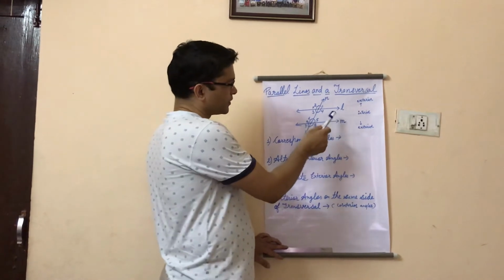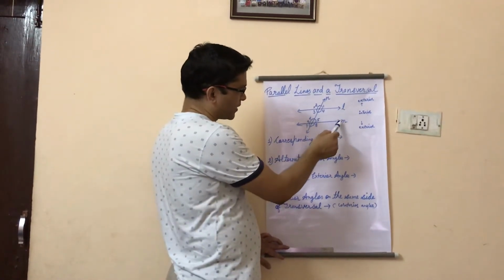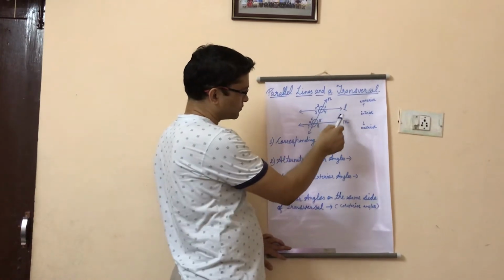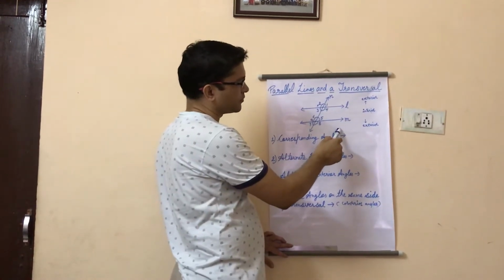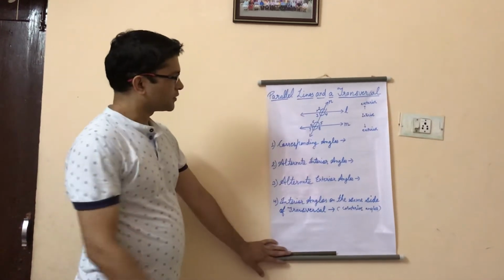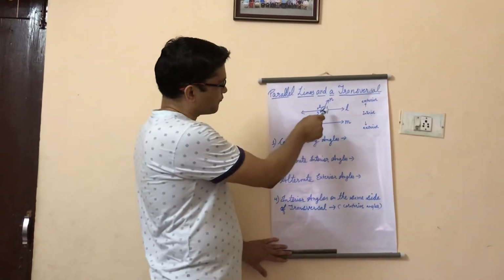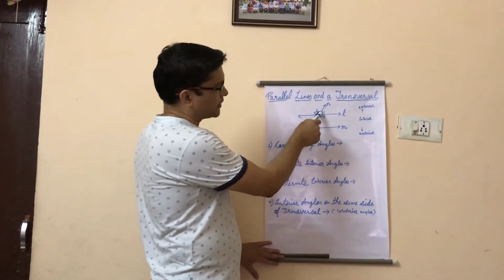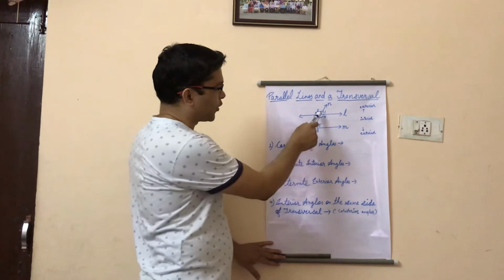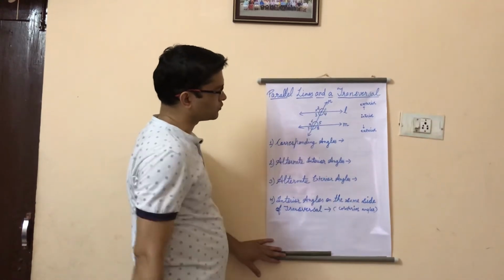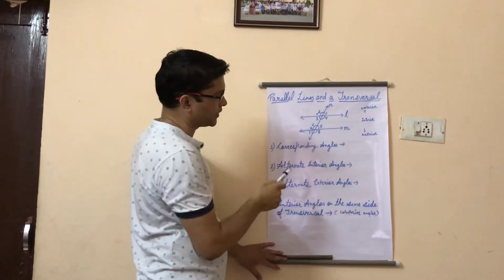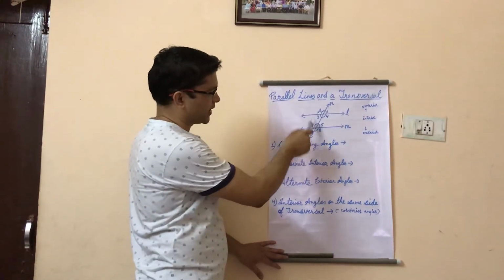Then the area between these two parallel lines is called the interior, and the area beyond these two lines is called the exterior. Then there are 8 angles formed at points P and Q, 4 at point P and 4 at point Q. I have marked them as 1, 2, 3 and 4 at point P, and 5, 6, 7 and 8 at point Q.